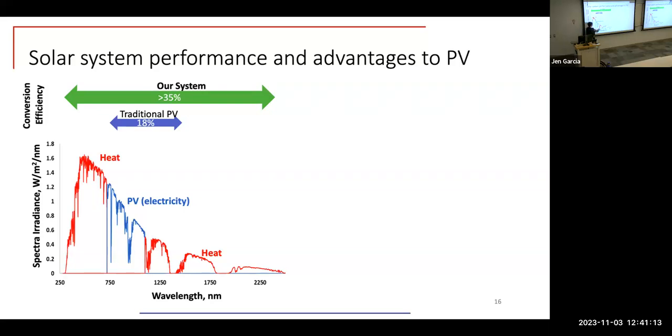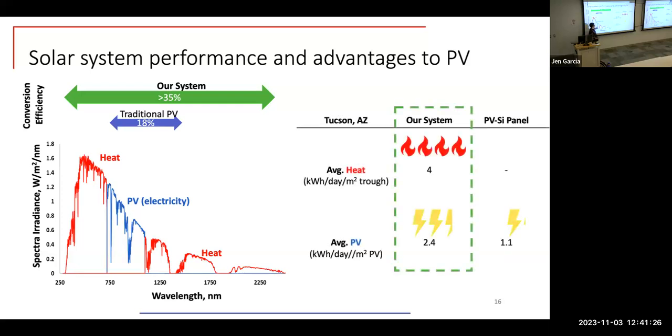The portion of the wavelength that we're splitting, that we're using for PV, is about 750 to 1100 nanometers in wavelength. And then the rest of that spectra we use for just process heat. But compared to normal PV, because we have the additional tracking and the concentration of the wavelengths with the solar trough, we can generate a lot of heat. This is a day in Tucson, giving an average value, and we can produce more than double the amount of PV than traditional PV cells.